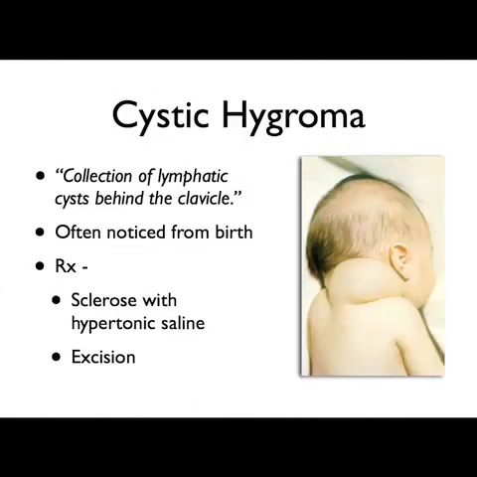Okay, cystic hygromas. A nice picture of a cystic hygroma there, and that illustrates that these are often first noticed at birth, and they correspond with a collection of lymphatic cysts behind the clavicle. They're treated either with hypertonic saline, which can sclerose the different cysts, or with excision.